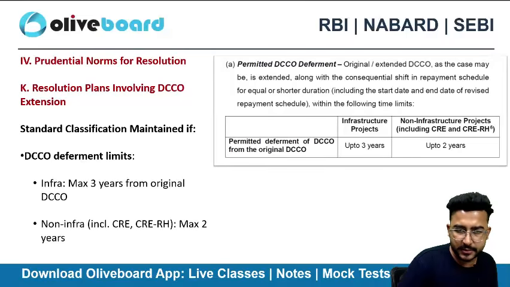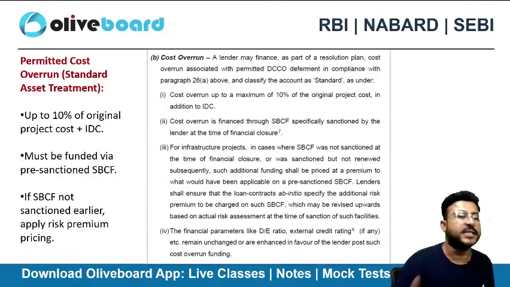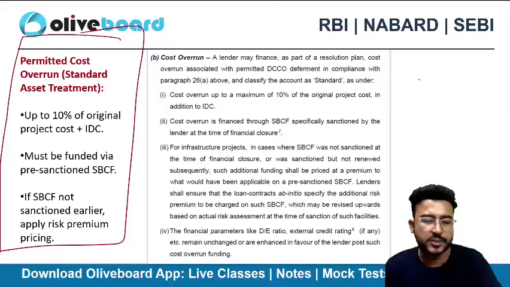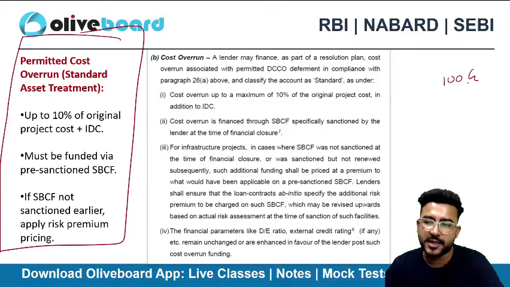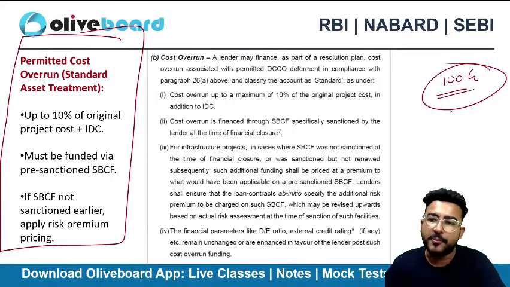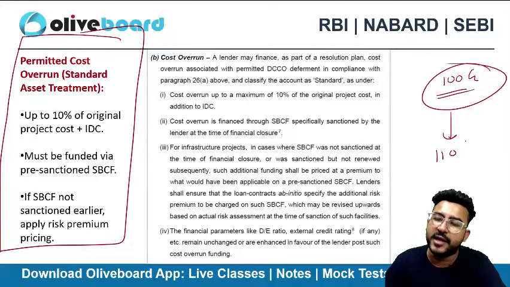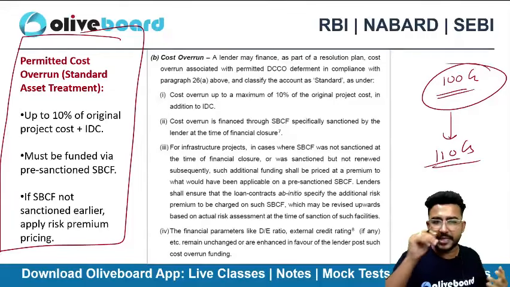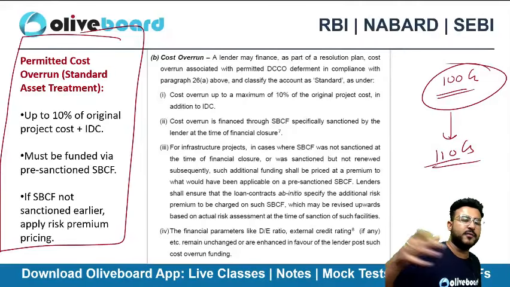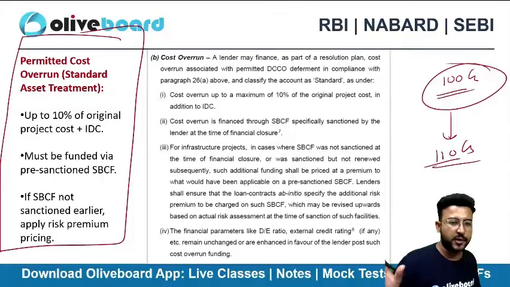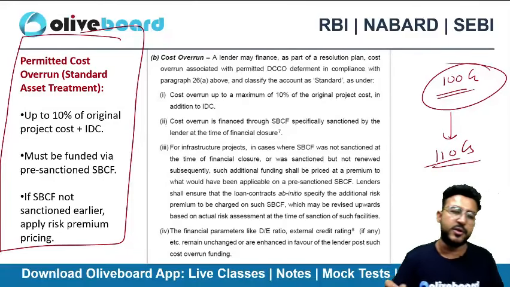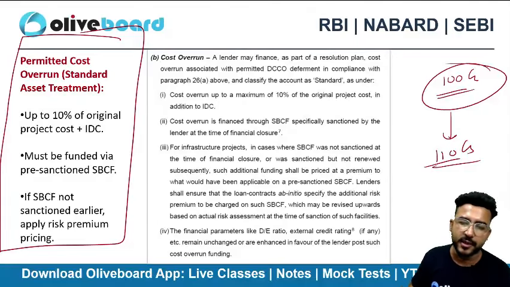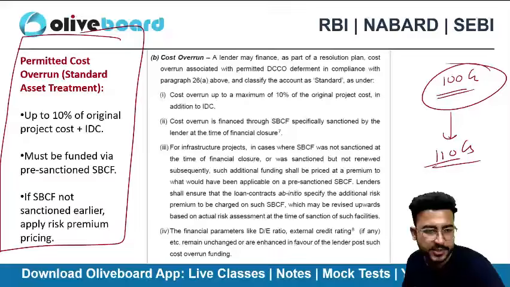Then what else? Just checking. Acha, there is a permitted cost overrun as well. What is the cost overrun meaning is, let's suppose the total cost is 100 crore. So up to 10%, even if I incur 110 crore, that's also fine. I will still be in the standard asset classification. HDFC Bank will not classify me as substandard or doubtful. They will consider me as a standard asset only because I have just overrun my cost. Matlab I have exceeded my cost by 10%. So that's very well within the permitted range. So you need to remember this 10% limit as well.